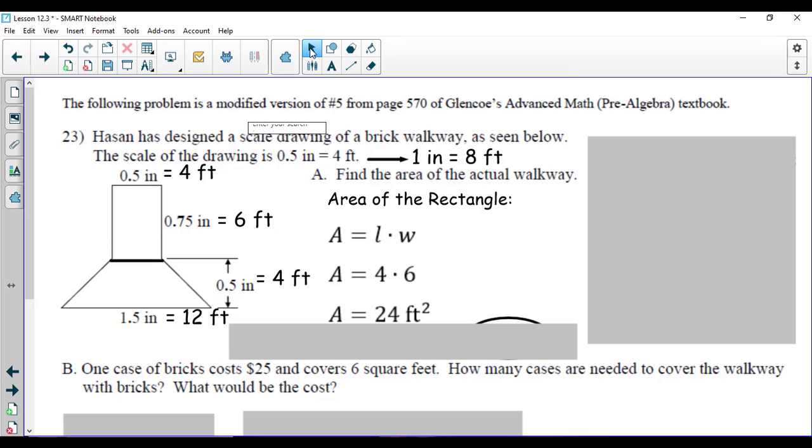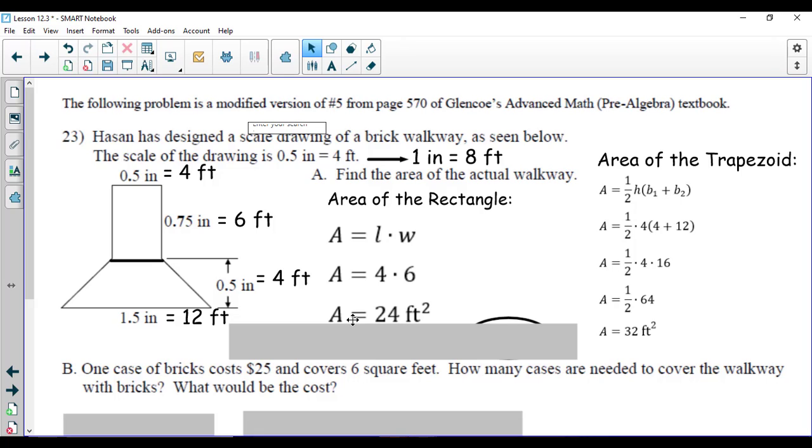Again, I like to convert my measurements first so that I don't have to convert at the end. One, because I will sometimes forget to convert at the end, or make sure we're not multiplying by 8, but since 1 inch represents 8 feet, 1 square inch actually represents 64 square feet. So you have to remember that fact as well. So the area of the rectangle is 24 feet squared.